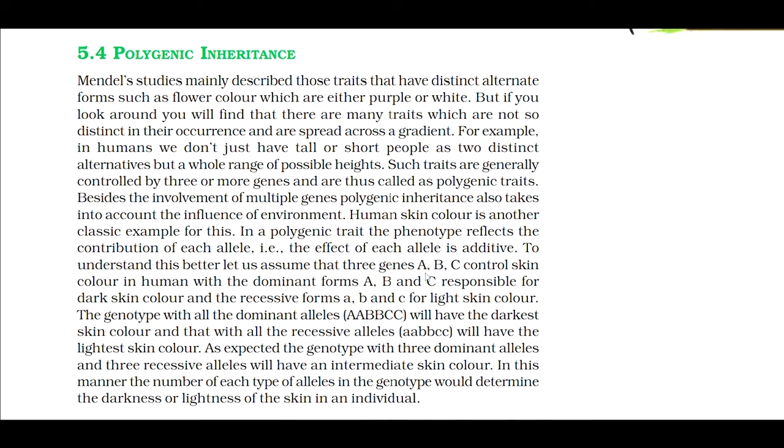To understand this better, let us assume that three genes, capital A, capital B, capital C, control skin color in humans, with the dominant forms capital A, capital B and capital C responsible for dark skin color and the recessive forms small a, small b and small c for light skin color. The genotype with all the dominant alleles, capital A, capital A, capital B, capital B, capital C, capital C, will have the darkest skin color, and that with all the recessive alleles, small a, small a, small b, small b, small c, small c, will have the lightest skin color. As expected, the genotype with three dominant alleles and three recessive alleles will have an intermediate skin color. In this manner, the number of each type of allele in the genotype would determine the darkness or lightness of the skin in an individual.